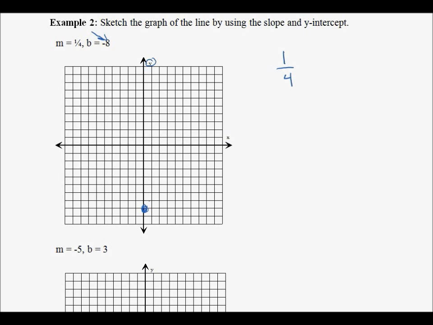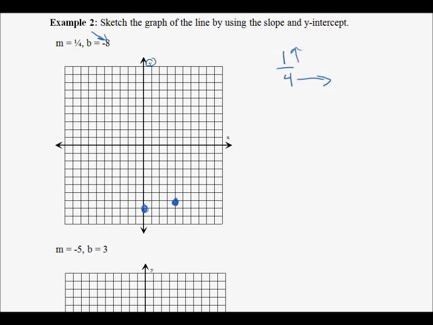So from the point that I just made, I know the slope is telling me what direction to go in. It's telling me to move up 1 unit and then to move over to the right 4 units. So from the point that I just made on -8 on my y-axis, I move up 1 unit and to the right 1, 2, 3, 4 units, and I put another dot.